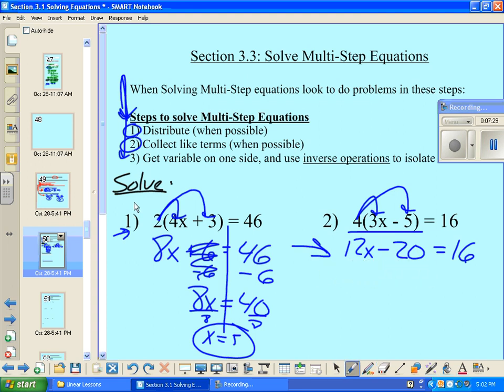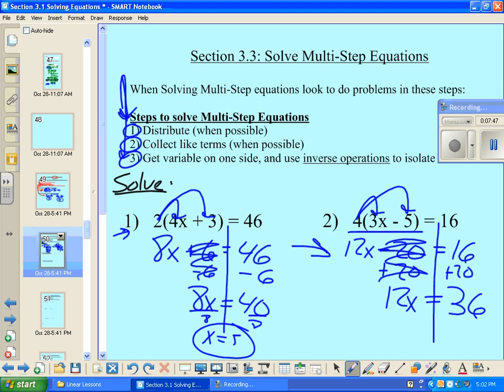So now I just go to step 3, which is get my variable on one side and use the inverse operations to isolate. So I'm going to draw my line. 12x minus 20. So I'm going to add 20 to both sides. That gets rid of the 20s on the left side. Now I just have 12x equals, well, it looks like 36 over on the other side. I'm going to divide both sides by 12. So x equals 3.